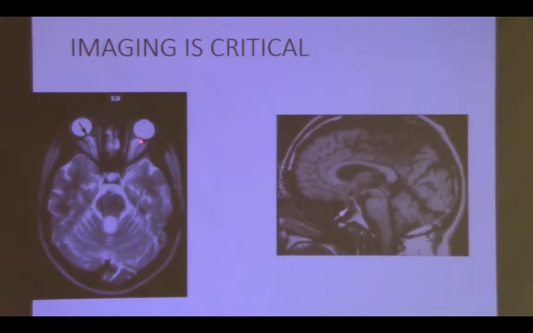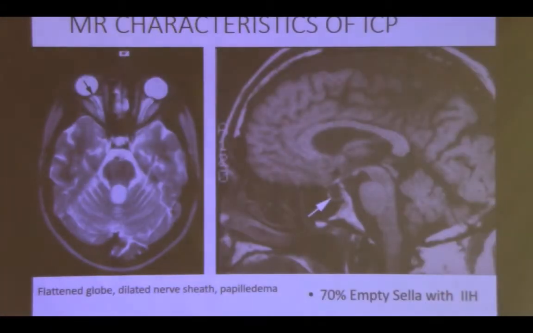And I look for flattening of the globe as well. This is one kind of image. Another image that we do all the time is a sagittal image. This will be important when we talk about low pressure, but in high pressure, we look for what's called an empty sella. The pituitary sits here normally, but when the pressure is elevated, it often pushes the pituitary off to the side, and it gives us a sign of high intracranial pressure. So I look for the flattened globe, the dilated nerve sheath, and the empty sella, which can occur in people who have high pressure.